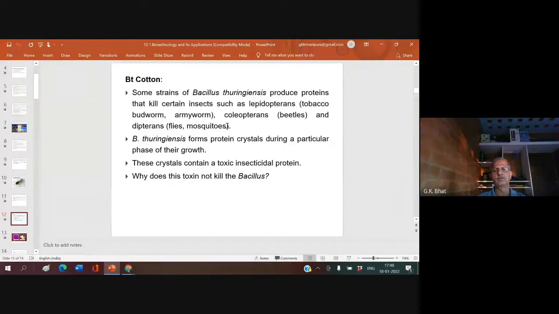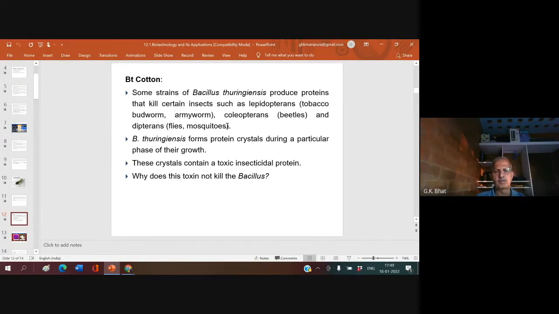Bacillus thuringiensis, what does it form? It forms protein crystals during a particular phase of their growth. In a sense, when you study these insects, first they pass through their larval stage called a caterpillar larva. So whatever proteins we add, these proteins produced by this Bacillus thuringiensis, either they kill these insects in the larval form or in the adult form.